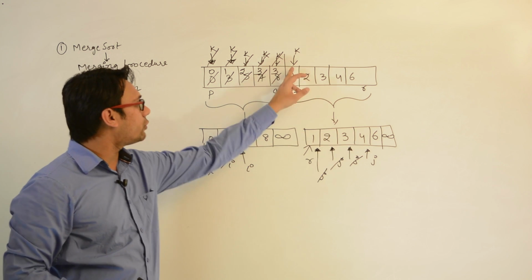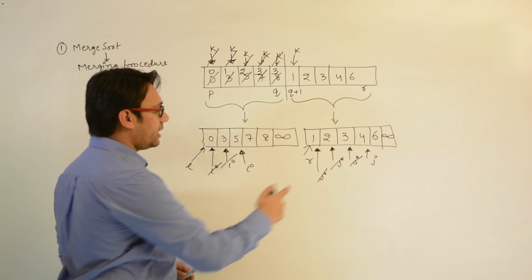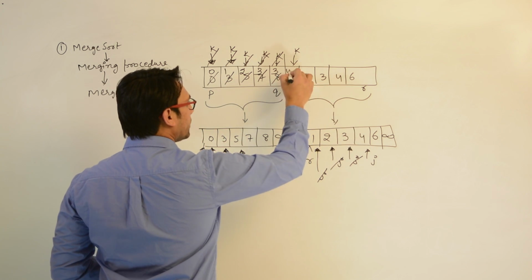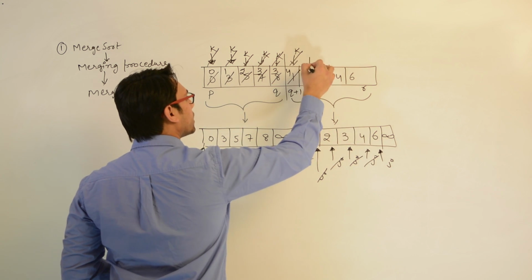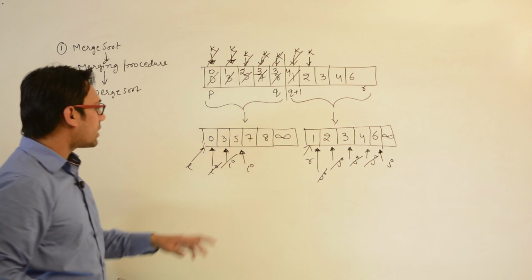Therefore we are going to copy 4 here, and then we are going to increment K and J. So this 4 will be copied here. So J will come here and K will come here. Now compare these two values.